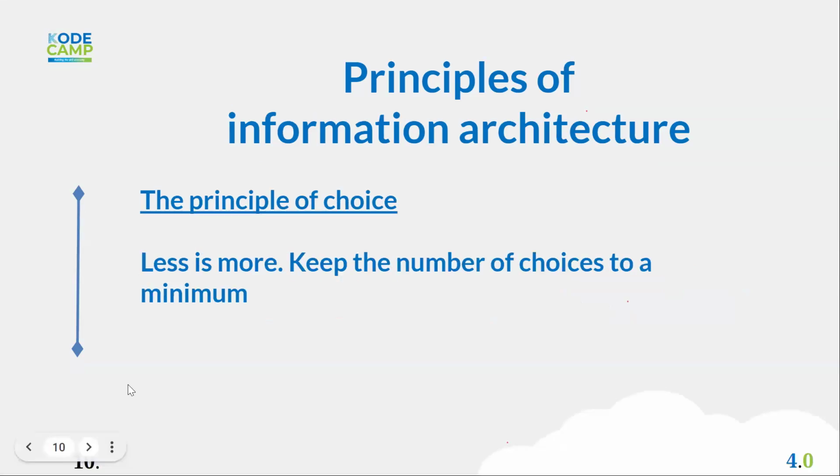Then you have the principle of choice. Less is more. Keep the number of choices to a minimum. When you go to a library website looking for a book, and you see all the books with no filter and no sort by, it can be very overwhelming. That is why, when designing, you should incorporate filters and search so that users can navigate through, because seeing a whole lot of information can be overwhelming.